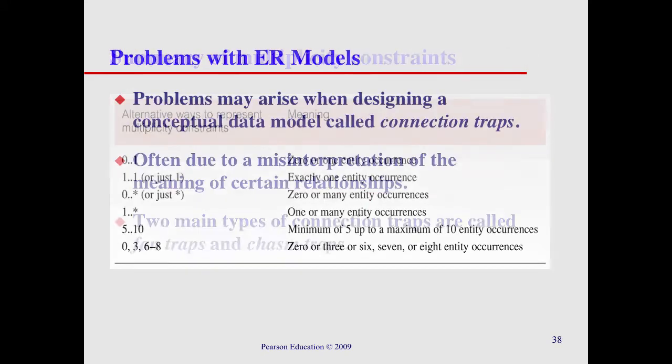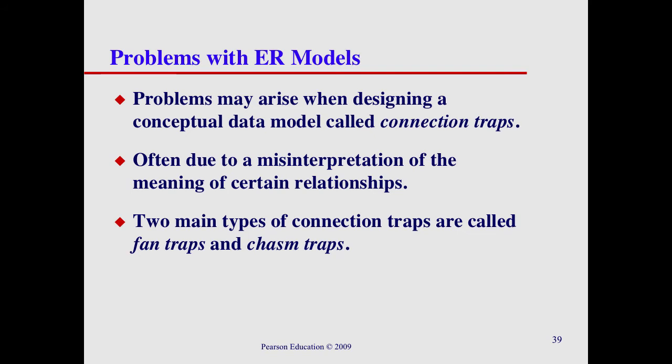Okay, what we did not get to, and which we will do now, is problems with ER models. Actually, I've already talked to you about a couple of the problems, which is the tendency when you're new to this to want to make a relationship an entity rather than showing it as a relationship. So that's one issue. But there's also things called connection traps that can result in our diagrams.